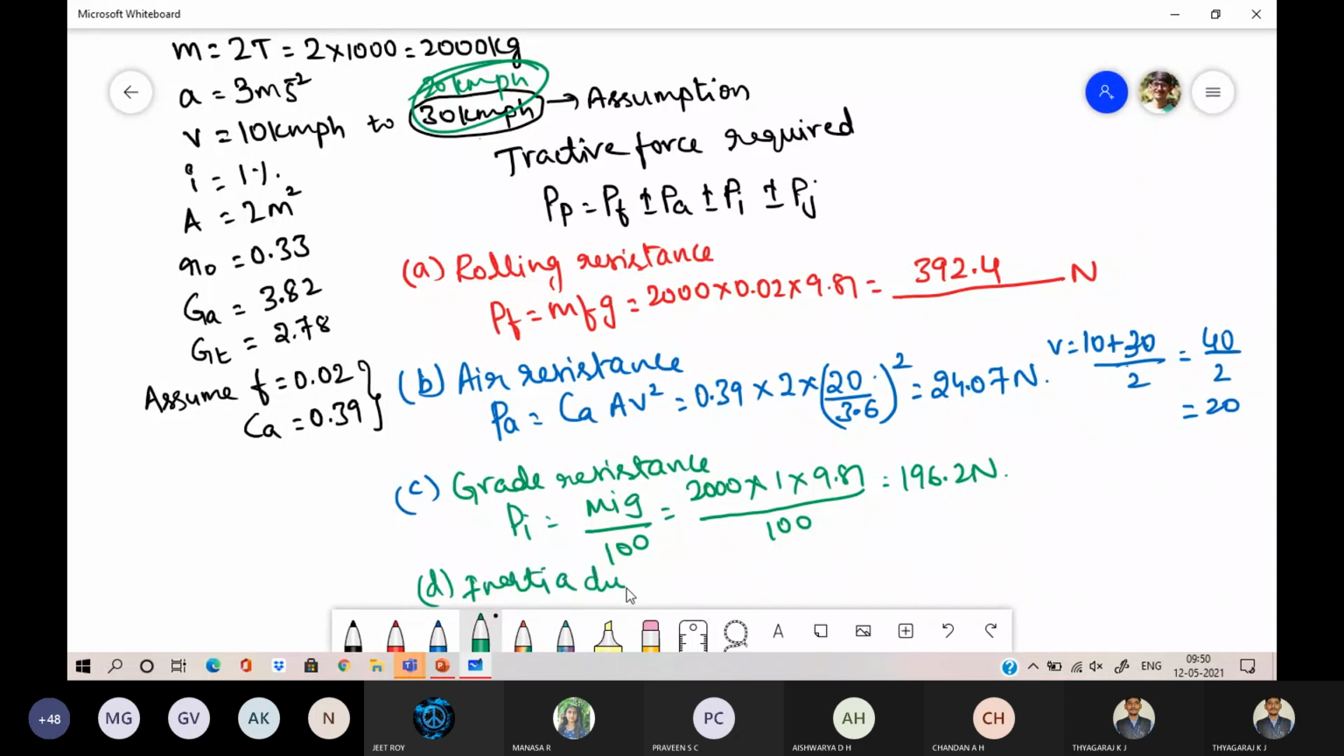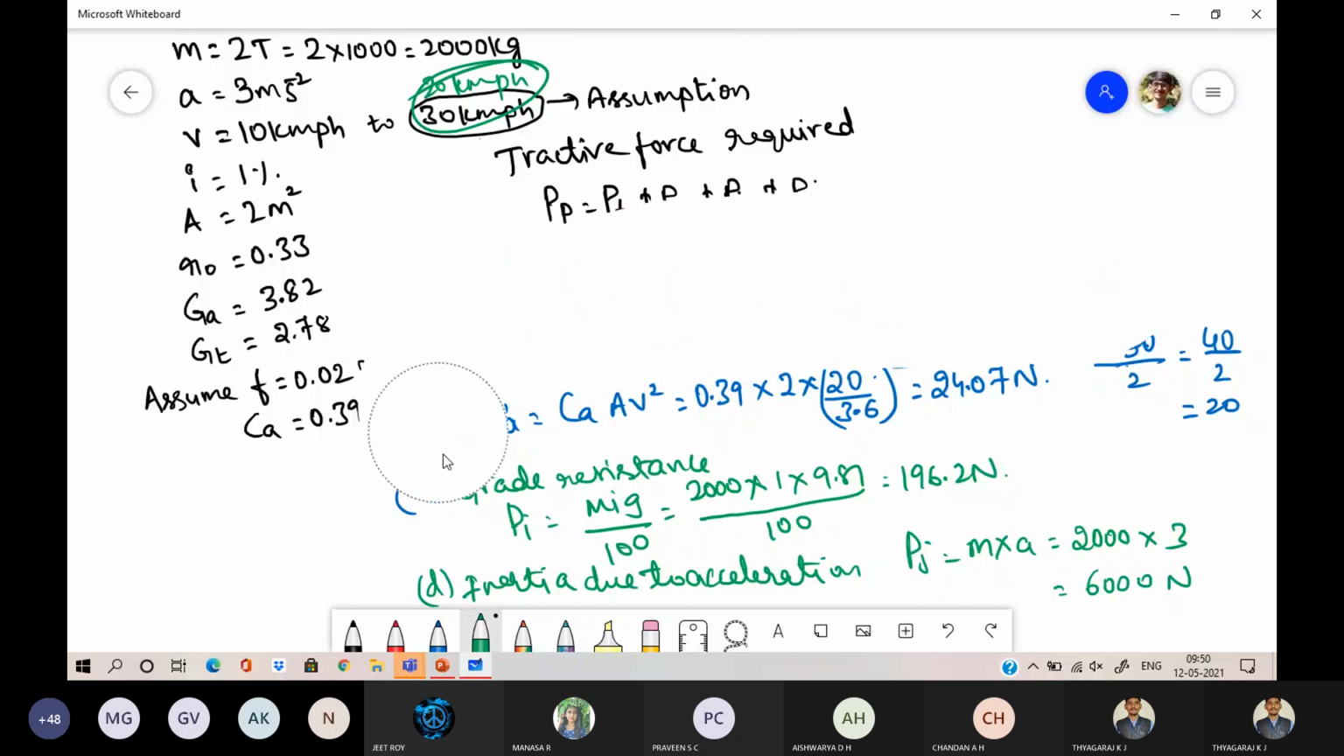Next, D, inertia due to acceleration. How much inertia force are you going to get? PJ is equal to M into A. So M is 2000 kg, A is 3. You are going to get 6000 Newton inertia due to acceleration. Yes, sir. Okay. Shall we move to the engine horsepower calculation? Yes, sir.